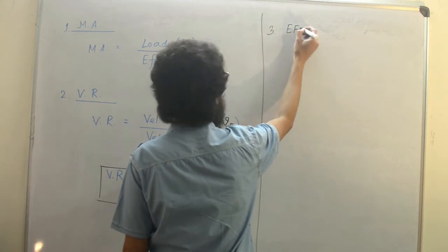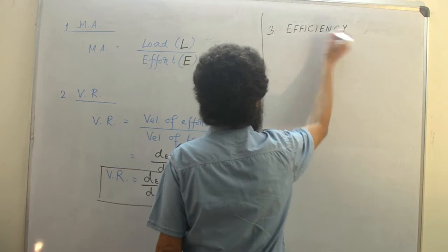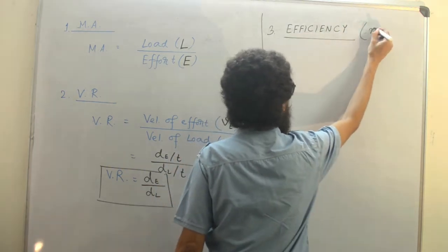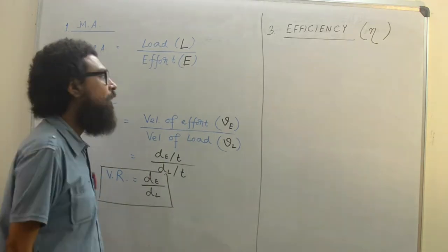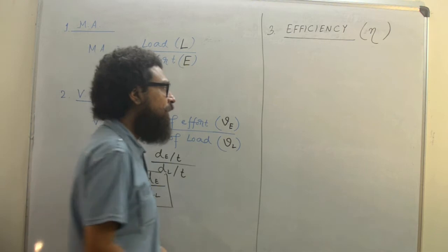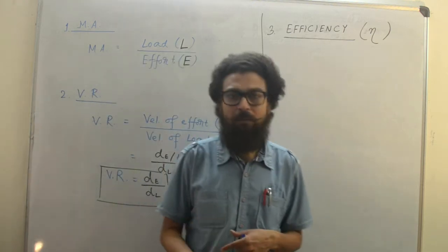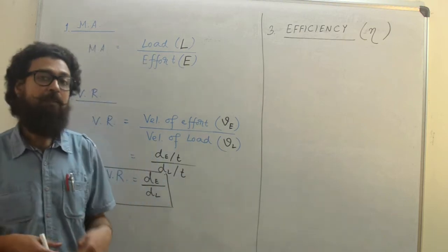Now efficiency is a concept that is denoted by the letter eta. It's kind of like an N with a long leg. Eta is a Greek letter. So what is efficiency? We are applying load. We are applying effort, and we are lifting or displacing load.